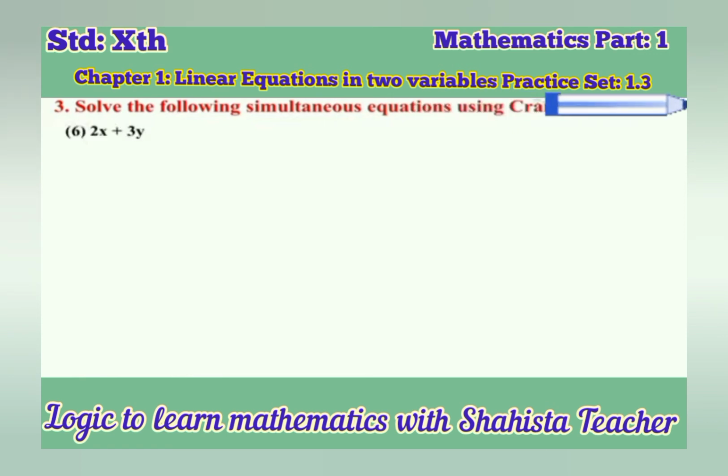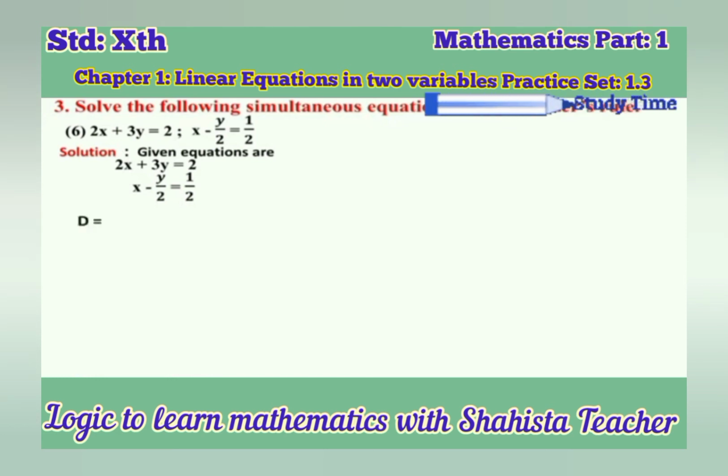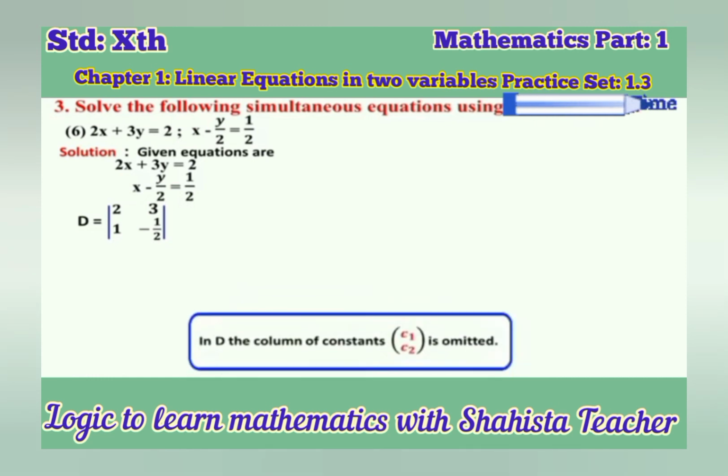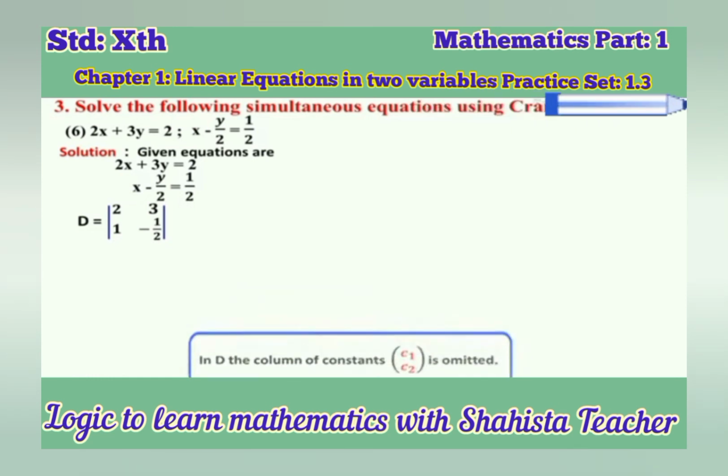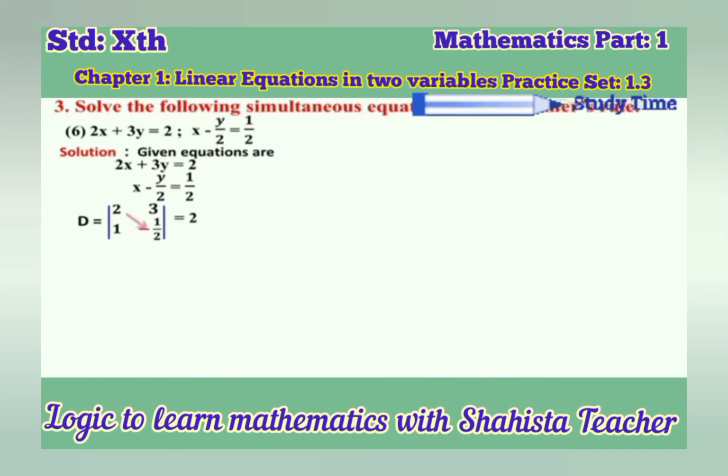Now let's solve sub question 6. 2x plus 3y is equal to 2, x minus y upon 2 is equal to 1 upon 2. Given equations are 2x plus 3y is equal to 2, x minus y upon 2 is equal to 1 upon 2. So we will write determinant D is equal to 2 upon 1, 3 upon minus 1 upon 2. In D, the column of constants, c1 upon c2, is omitted. Now 2 multiplied by minus 1 upon 2 minus 3 multiplied by 1.